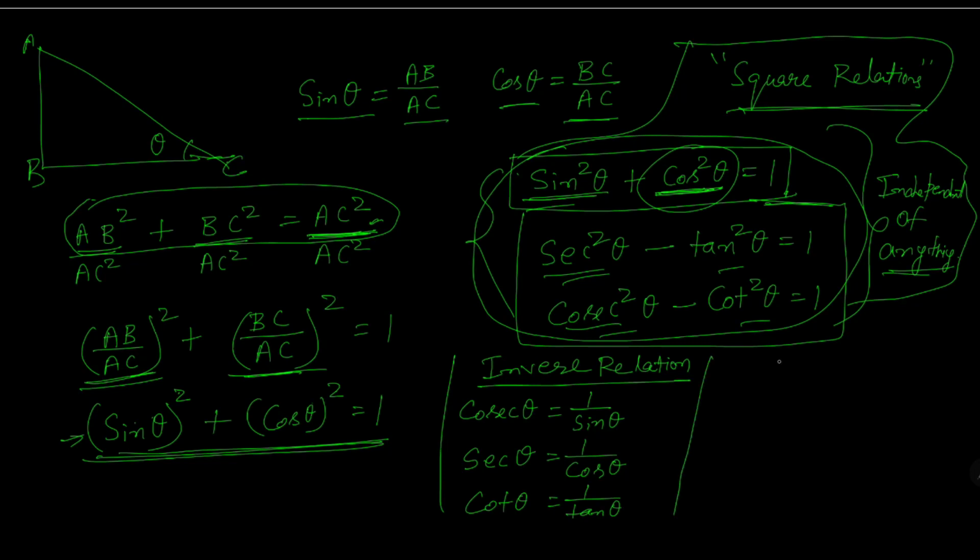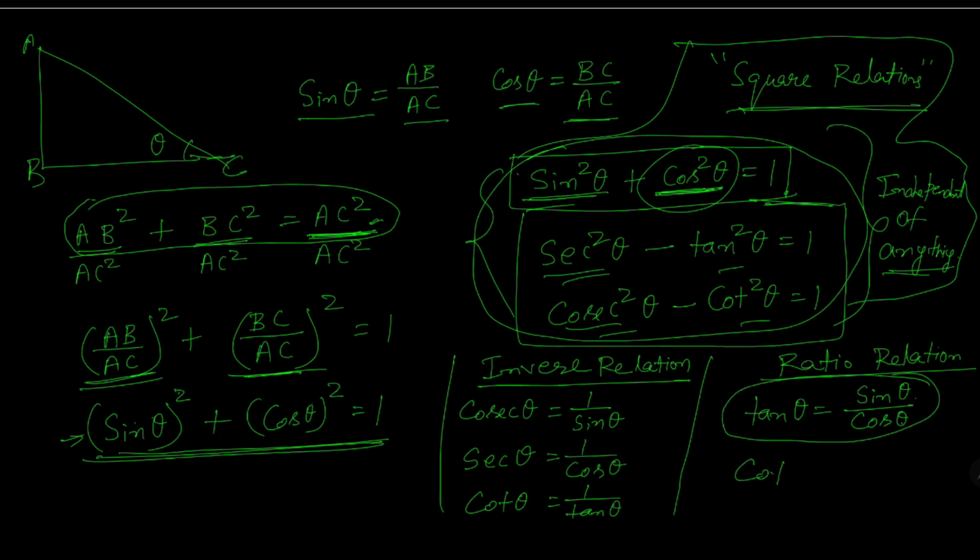And one interesting part is the ratio relation. That is what we said in the last sentence of the introduction part. That is, tan theta can be written as sine theta by cos theta for any angle. Just remember this theta has to be the same, right? Similarly, cot theta can be written as cos theta upon sine theta. So this is the ratio relation.